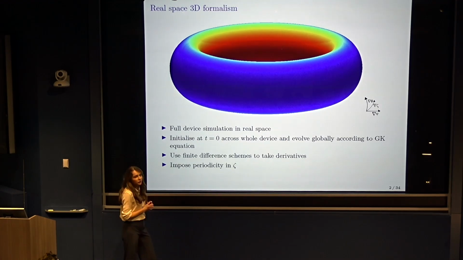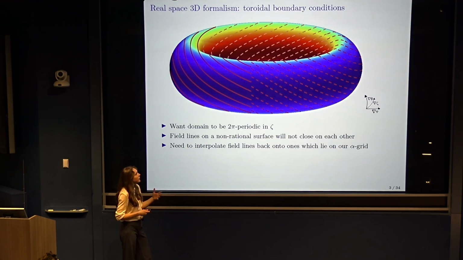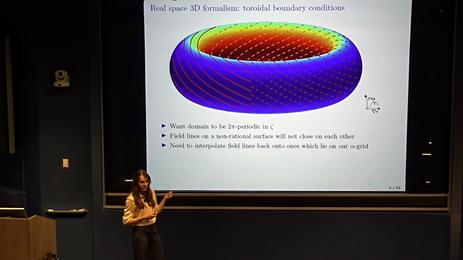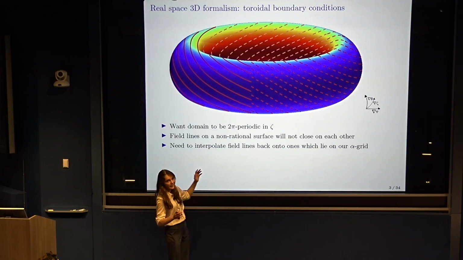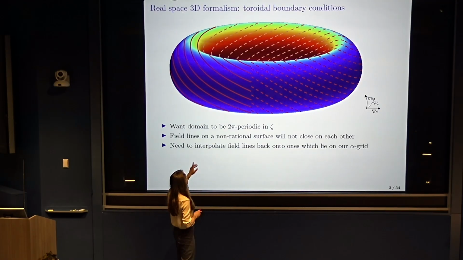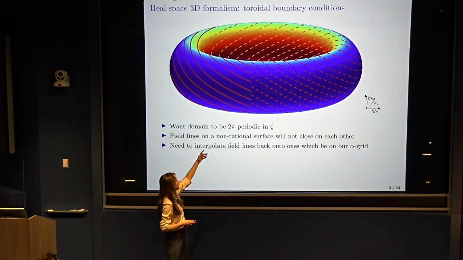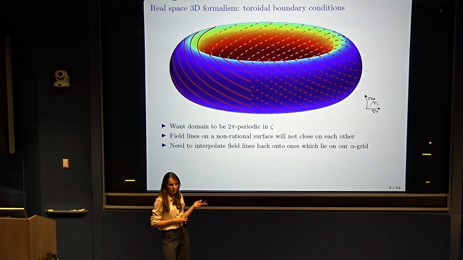We also have to impose boundary conditions, one of which is periodicity. You can imagine if I sample my geometry with field lines, it's going to look something like this. These are going to wrap around on themselves, but if I'm not on a rational surface, they definitely don't match up. So you can see here I have a stencil of my field lines, but if I'm doing a numerical scheme, these dashed lines don't necessarily match up to grid points.